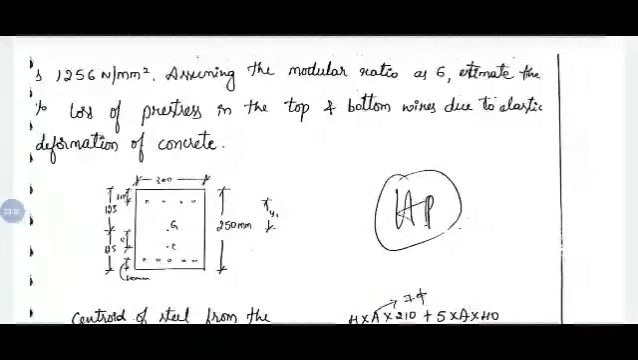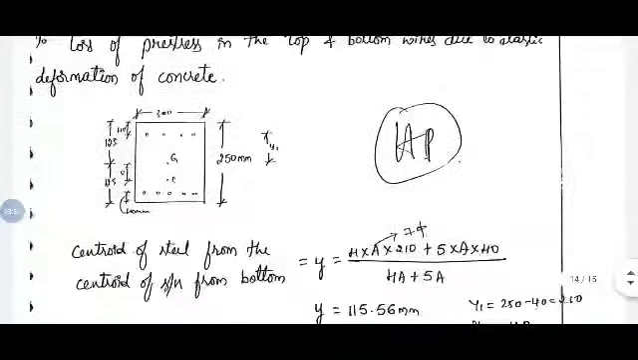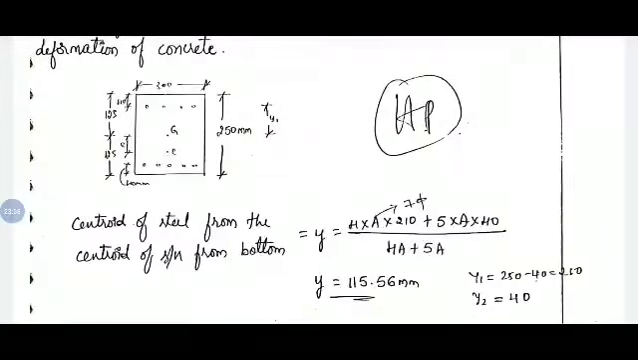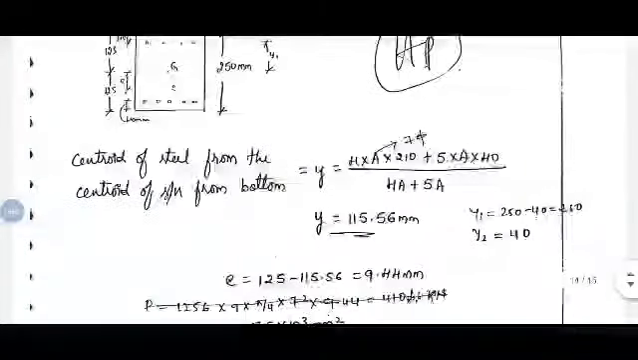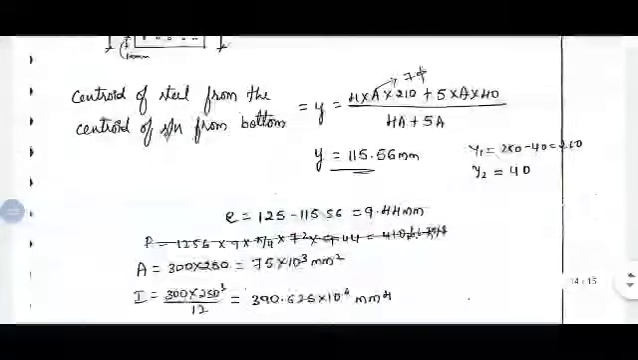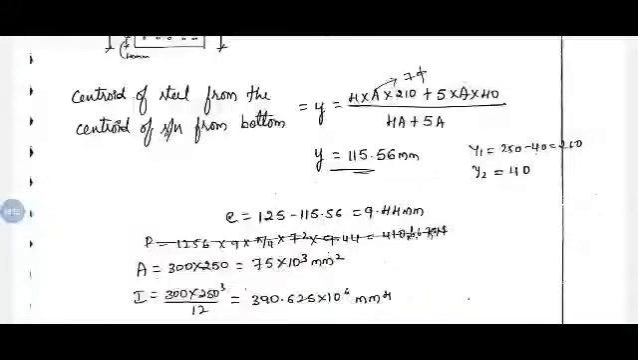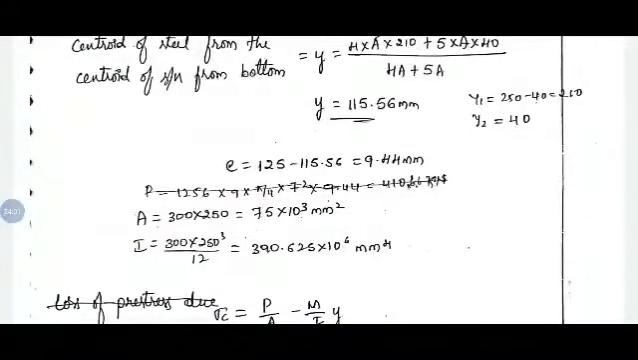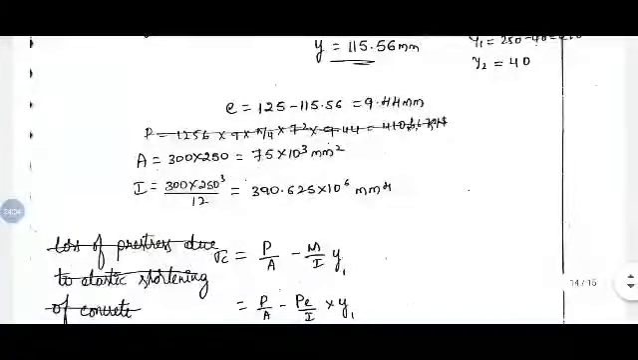So at top you have 4 wires and at bottom you have 5 wires. The depth of the sleeper is 250 mm. So first you need to find out the centroid of the cables or tendons with respect to bottom, it is 115.56. So y1, y2 we have to calculate, same as the beginning problems. Then total overall eccentricity is 9.44. Area, e, I, moment of inertia. Here y1, y2 will differ while calculating loss due to elastic shortening.